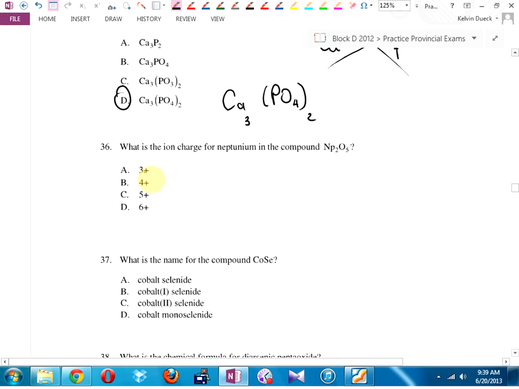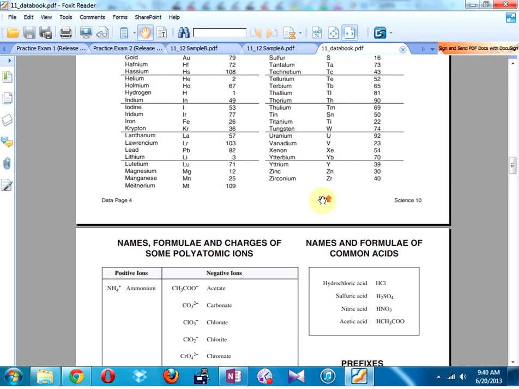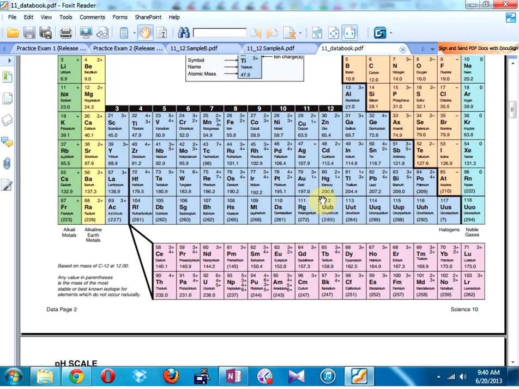What is the ion charge for neptunium in the compound? By the way, if you look at your periodic table, where is neptunium? Find it. Okay, 93 at the bottom. What comes just before neptunium? From the planet Uranus, then Neptune. What comes right after neptunium? Pluto. They thought those were the last three elements, so they did name them after what were at that time the last three planets.